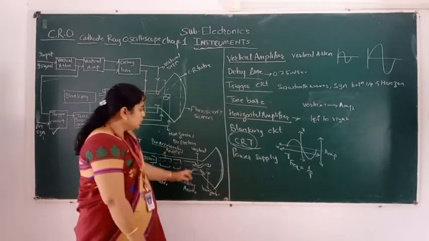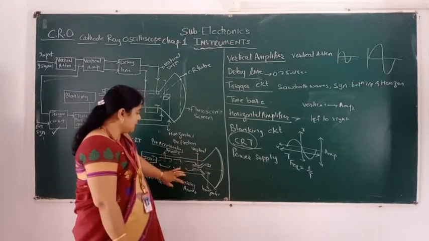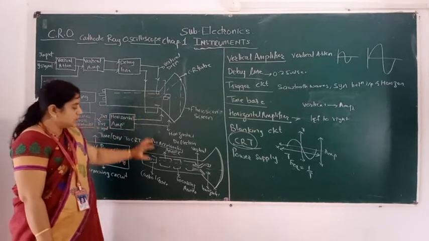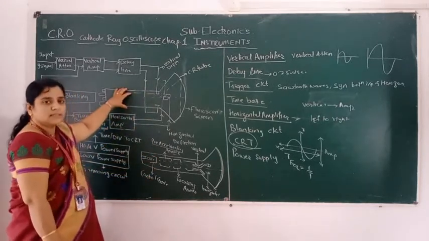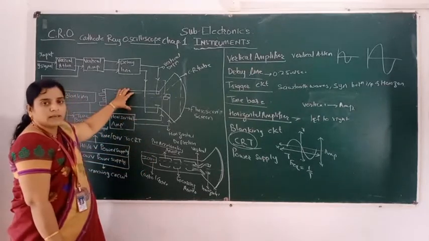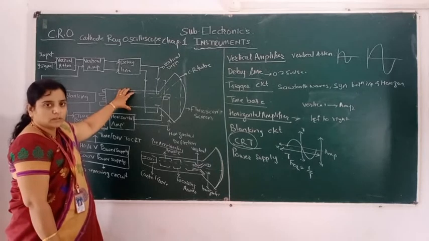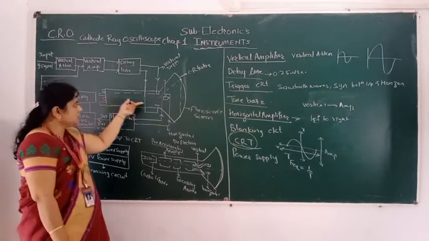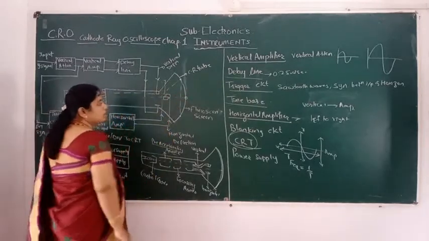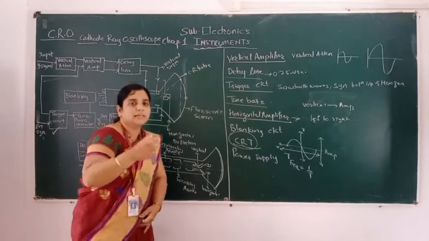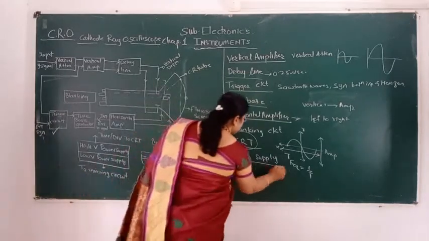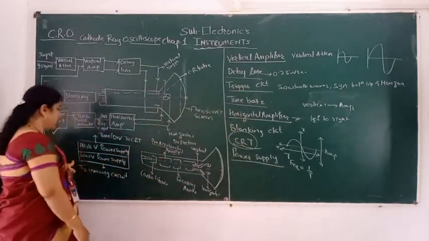Yes, so all this working is one part of the CRO. This CRT is one part of this CRO. The main function of the CRT is that it works as the heart of the CRO, isn't it? Because everything depends on the beam. So if the beam is flowing in this direction, it will strike on the fluorescent screen and it makes the image of that signal. Okay. So last is what? Power supply.